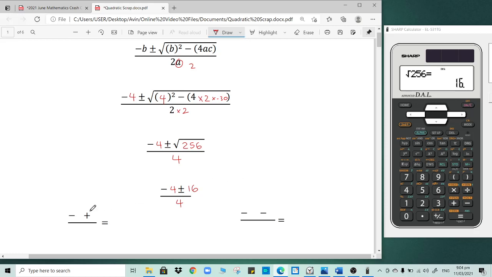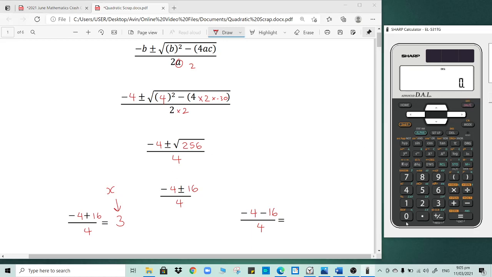So let's simplify this quickly. It's minus 4 plus or minus 16 divided by 4. That will give me my first answer. Then we say minus 4 minus 16, and then we divide it by 4. So let's work this out quickly. Minus 4 plus 16. Now, when I work that out, I'm going to press equal and then divide by 4. When I do that, I get 3. So my first value of x is 3.